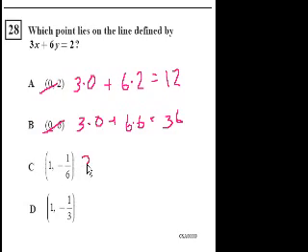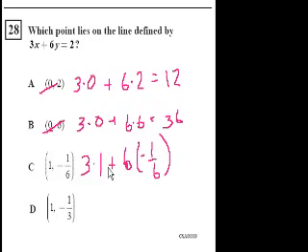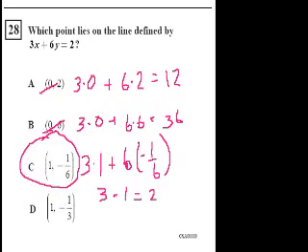This one, we have 3 times 1 plus 6 times minus 1/6. Let's see what it is. That's 3. And then 6 times 1/6 is 1, but we have a negative out there, so it's minus 1. So that is equal to 2. So that works. 3 times 1 plus 6 times negative 1/6 is equal to 2. So our answer is C.